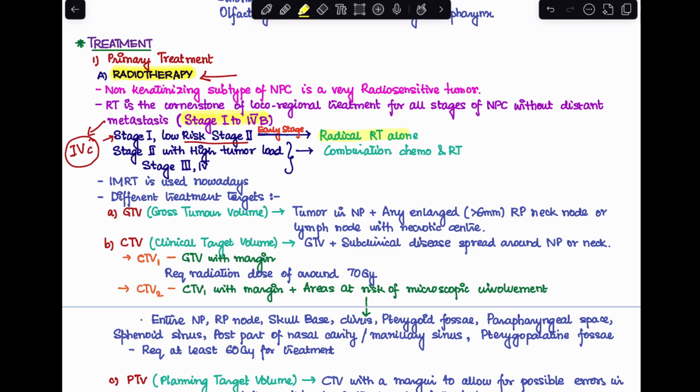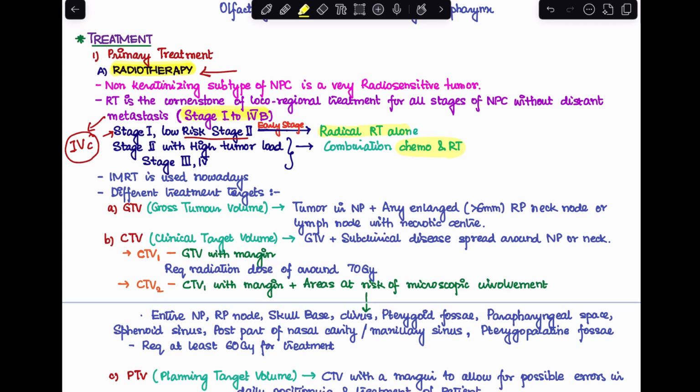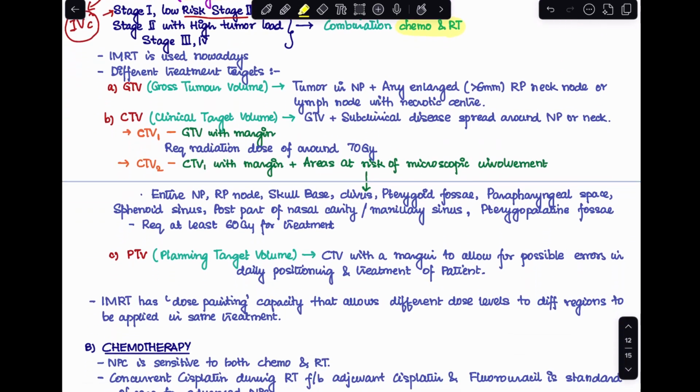But if it is anything other than that, if it is a stage 2 with a high tumor load or a stage 3 or stage 4, in that case, radiotherapy is combined along with chemotherapy. So nowadays, the main modality over here is intensity modulated radiotherapy. There are some different target volumes that you should know over here. There are 3 volumes over here: gross tumor volume, clinical target volume, and planning target volume.